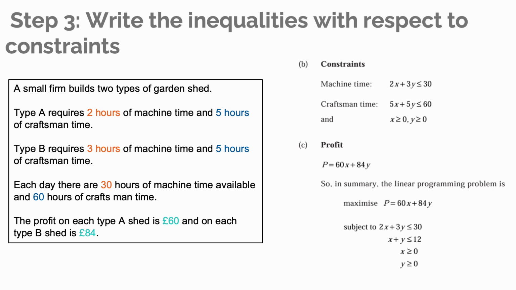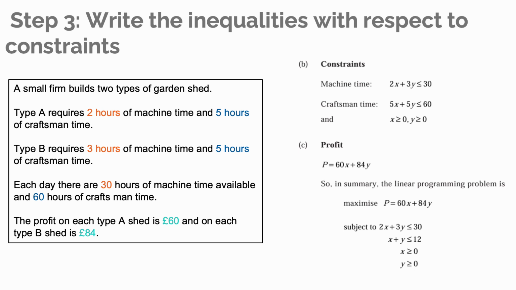But the number of sheds produced for type A and type B cannot be negative. So we also have to write the inequality x, representing the number of type A produced, greater than or equal to 0, and then y, representing the number of type B produced, greater than or equal to 0.